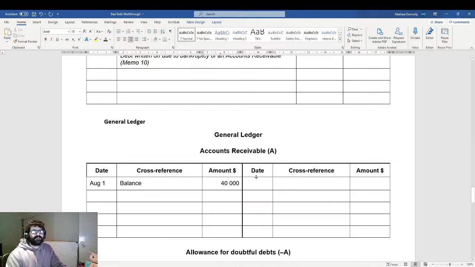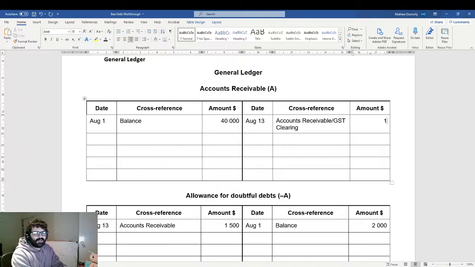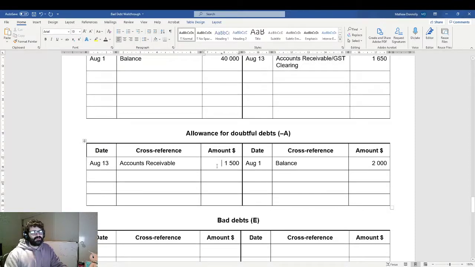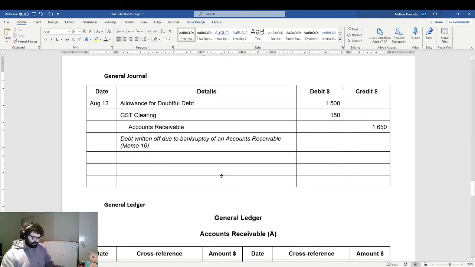And together that will give us August 13 accounts receivable GST clearing 1,650. So that's how that number tracks. So remember, the whole GST amount goes in accounts receivable, non-GST would go in here. So that's a quick reminder of how that looks.